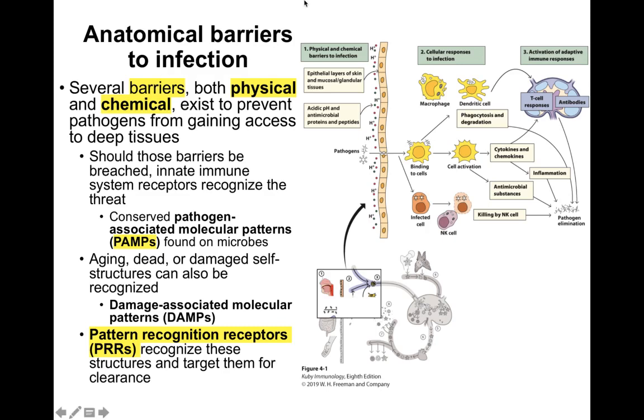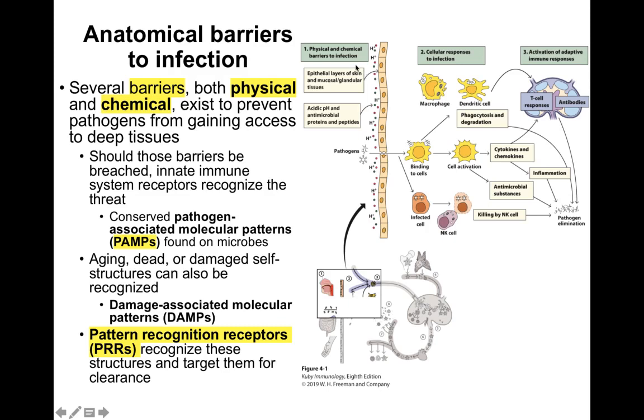So here is showing you an epithelium, which is a barrier. So it's a physical barrier. The epithelium is a physical barrier. And there are also chemical barriers here. So the acidic pH, antimicrobial proteins and peptides that are released. Those antimicrobial peptides can lyse microbes. They can poke holes in them and kill them.